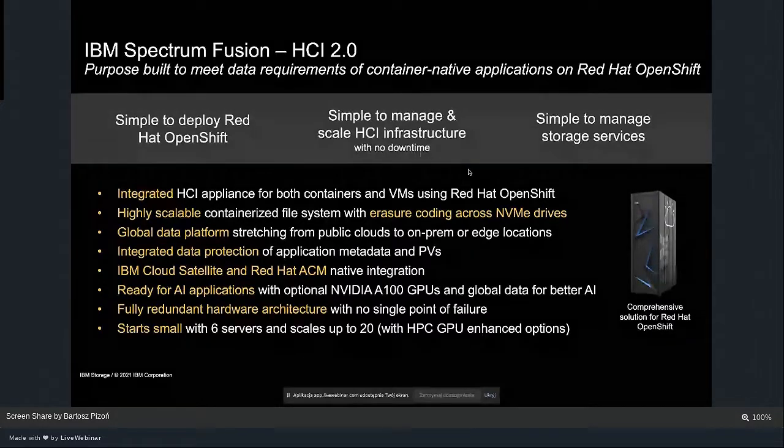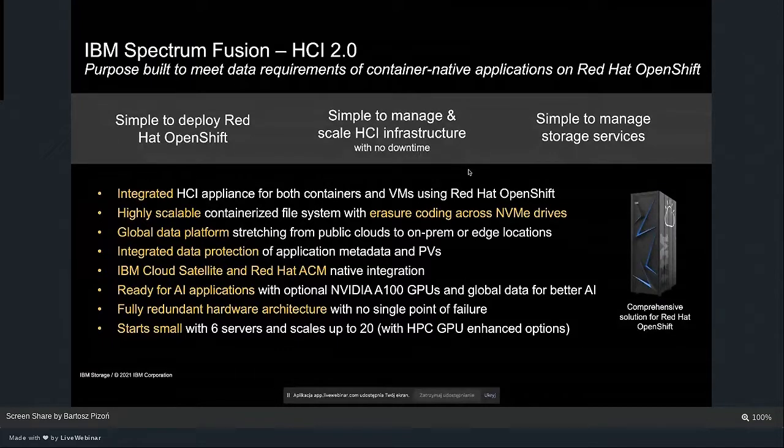Ready for AI applications, of course, with this NVIDIA A100 GPU for AI processing as well. It's all working. It's actually made even for that, for very high performance computing. Fully redundant hardware architecture with no single point of failure. That's actually a standard currently.